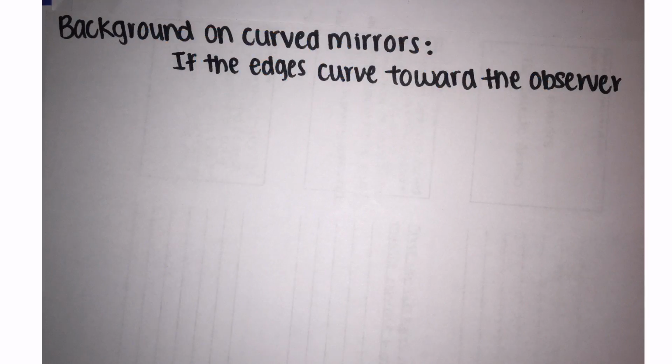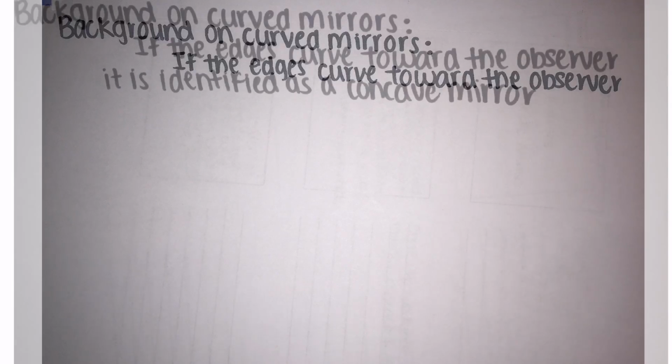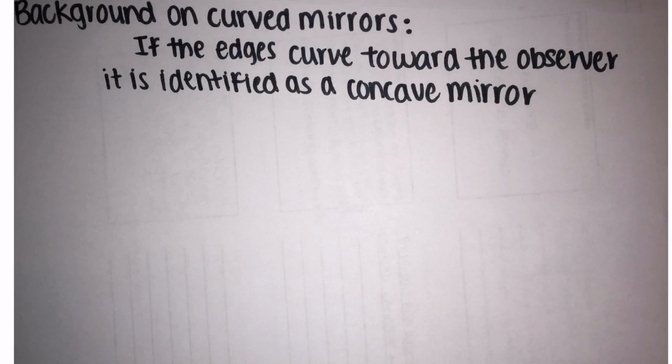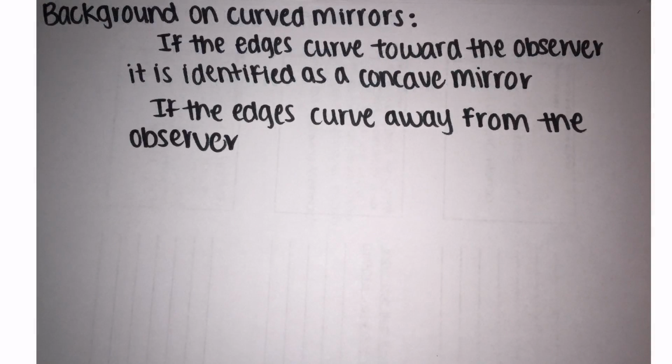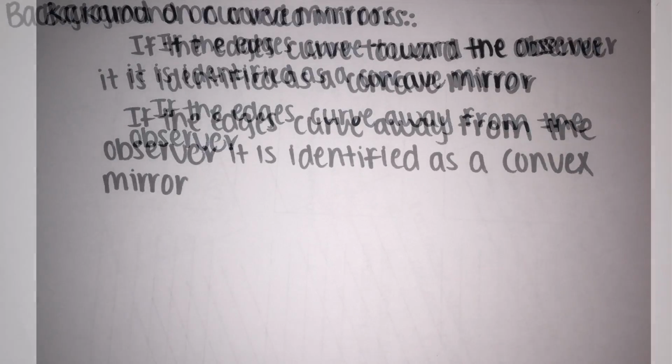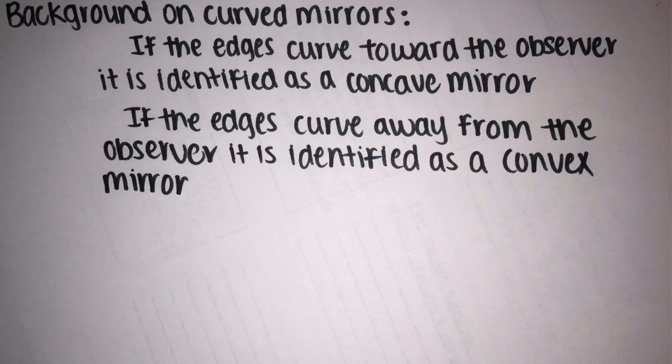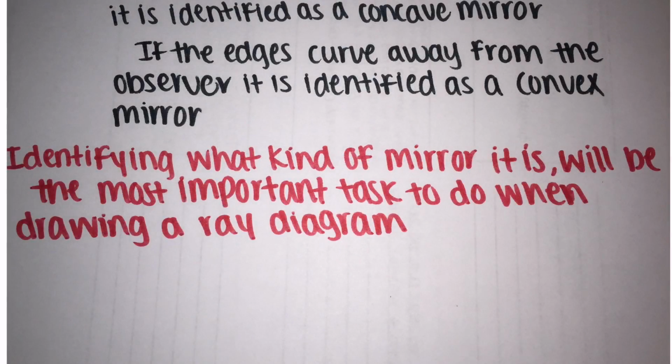Background on curved mirrors. If the edge is curved towards the observer, it is identified as a concave mirror. If the edge is curved away from the observer, it is identified as a convex mirror. Identifying what kind of mirror it is will be the most important task when drawing a ray diagram.